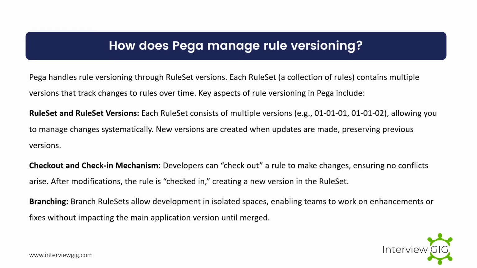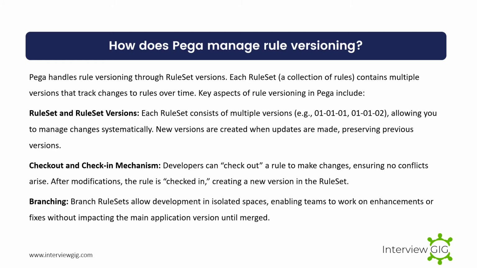How does Pega manage rule versioning? Pega handles rule versioning through rule set versions. Each rule set, a collection of rules, contains multiple versions that track changes to rules over time. Key aspects of rule versioning in Pega include rule set and rule set versions.